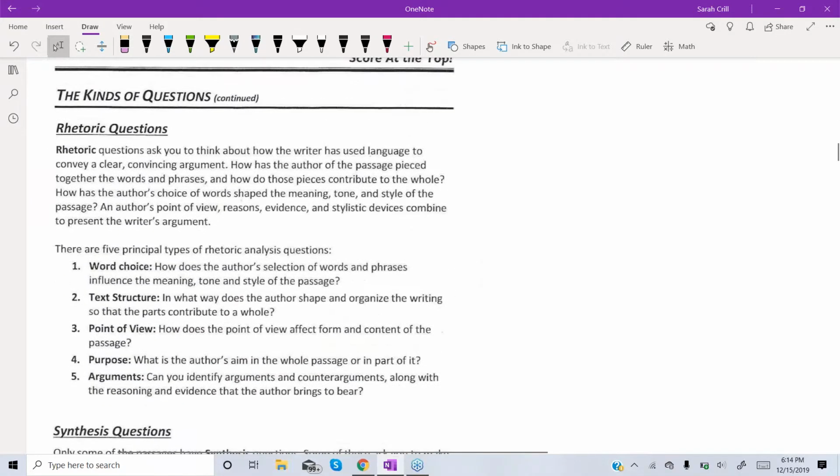We also have rhetoric questions, and those will be questions that involve word choice. So why did they use a certain word in the passage? Text structure, in what way does the author shape or organize the writing so that the parts contribute to a whole? Point of view, how does the point of view affect form and content in the passage? Purpose, what is the author's claim in the whole passage or in part of it? Arguments, can you identify arguments and counterarguments along with the reasoning and evidence that the author brings to bear?